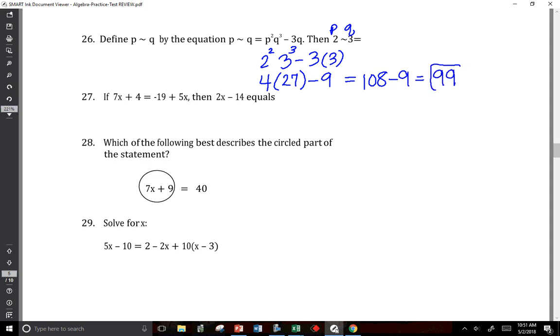Any questions on 26? And by the way, at this point right here, couldn't you have just plugged it in your calculator? Yeah. So practice on your calculator, make sure you get 99. If you're not getting 99, then you're plugging it in wrong.